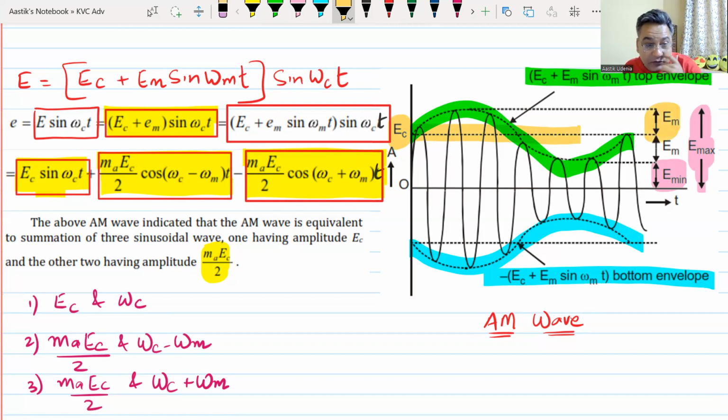You have to remember those formulae. Yes or no? Yes, sir. If you remember those formulae, things are going to pan out very nicely. I'll give you 2 minutes to note this down.